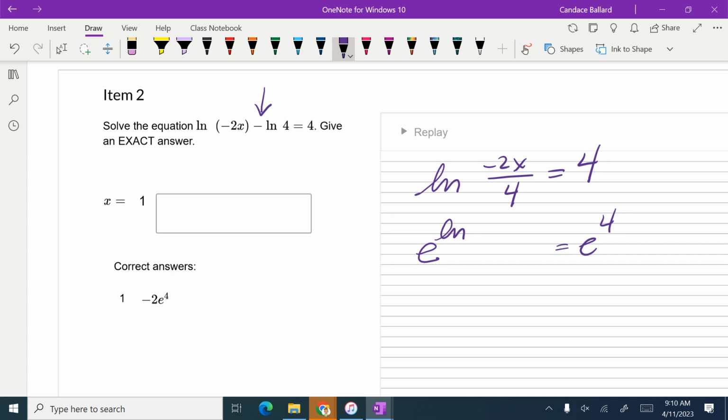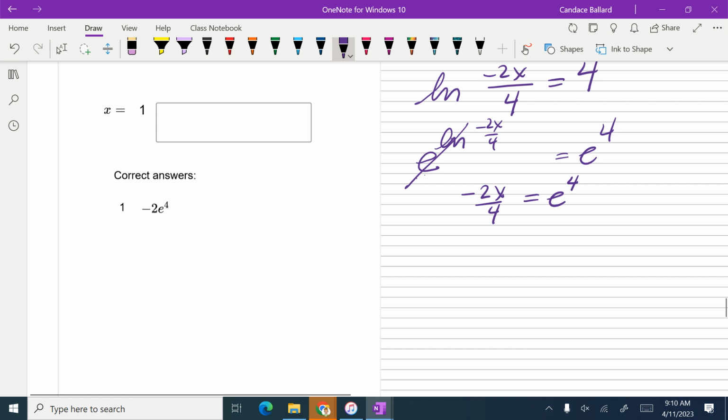So we get e to the natural log of negative 2x over 4 equals e to the 4th. What happens with the e and the natural log? Cancel. So I've got negative 2x over 4 equals e to the 4th. Those of you that did well on the problem, you didn't simplify, and that's where you got points marked off. It's assumed you're in Algebra 2 Trig. It's assumed you simplify your fractions. That's the rule this year.